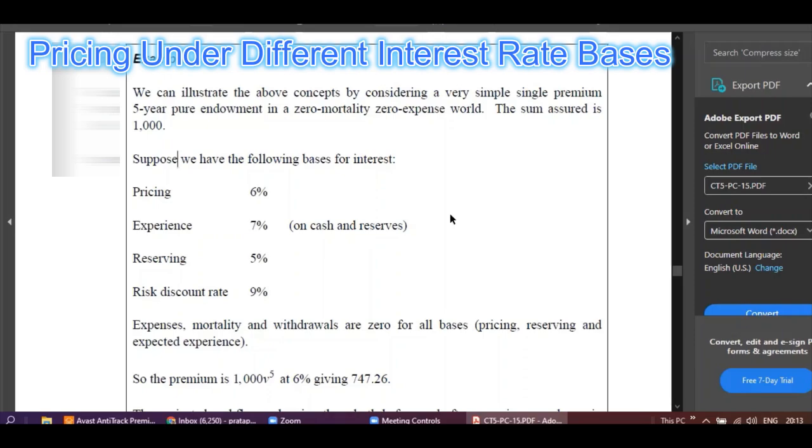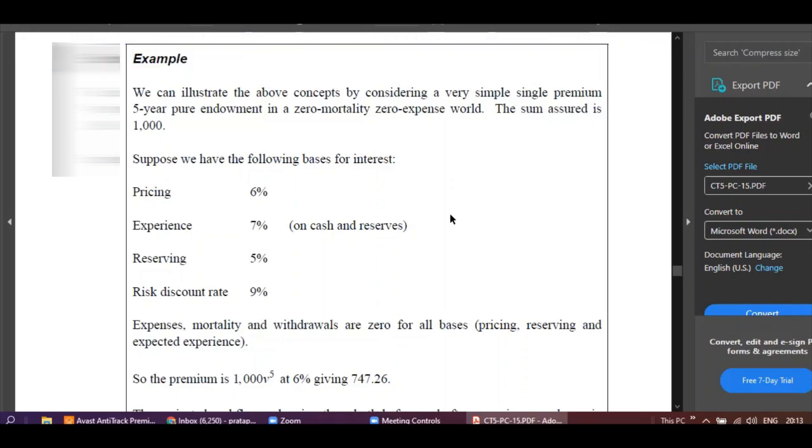We've started CT5 part 2 of CM1 with pricing. Pricing means when you find premium. So when you find premium, you have to use 6%. When you reserve, wherever the cost of increase in reserve comes, there you have to use 5%.